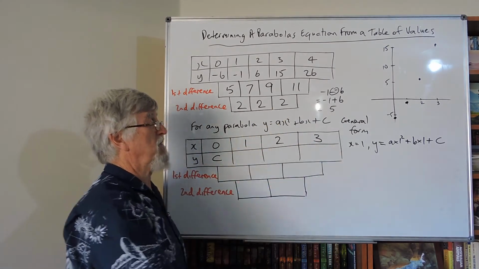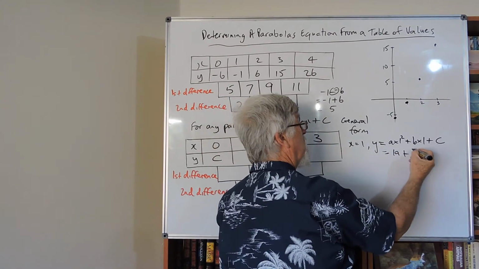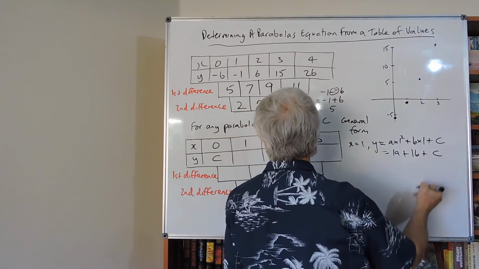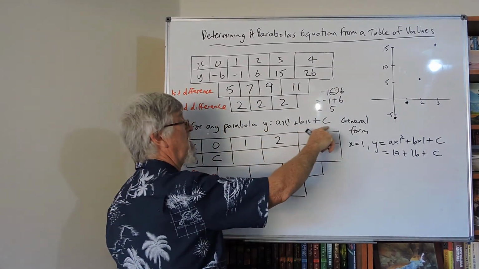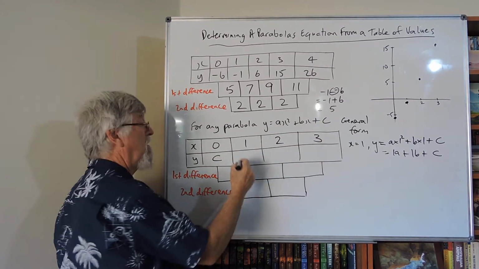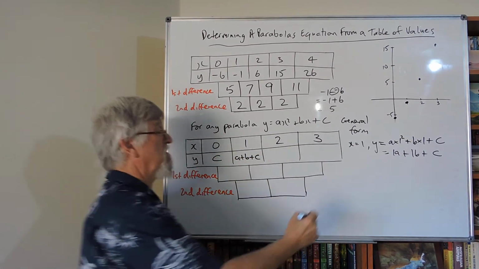Let's have a look what that means. So now I've got 1a plus 1b plus c. So that means if I substitute 1 into any parabola anywhere, anytime, in general form, I get a plus b plus c. And as we go through that process, I'll do a bit more of it.